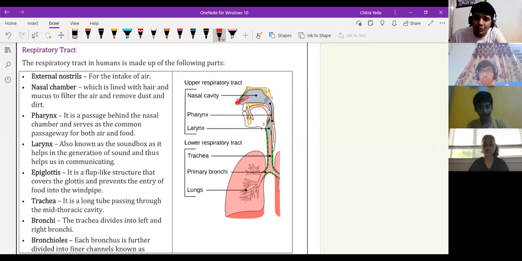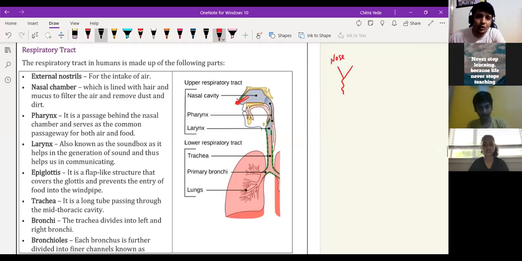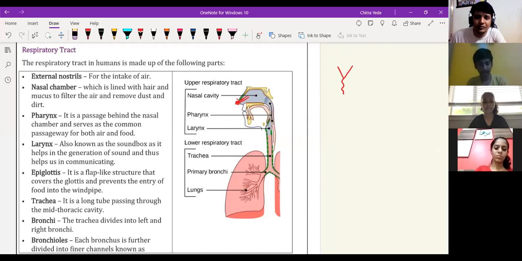Okay, so I'm going to draw over here. Okay, so here this is the nose, and here we have the nostril. Let me draw one more diagram over here so that you can understand properly. This is the nose, and here we have two nostrils.